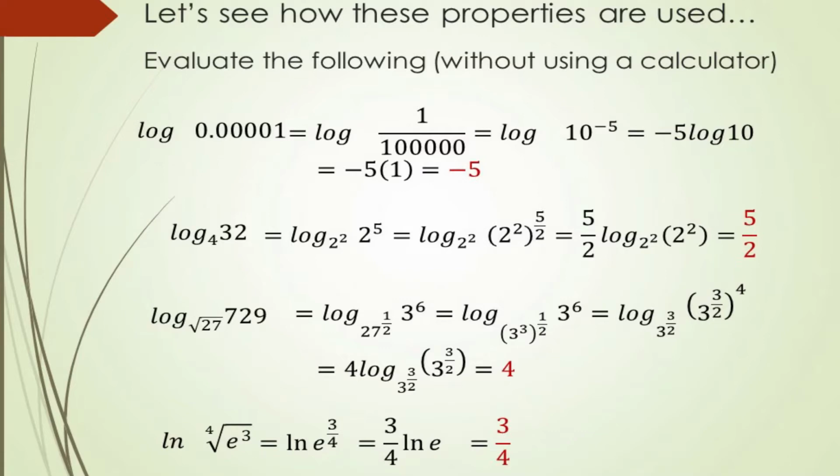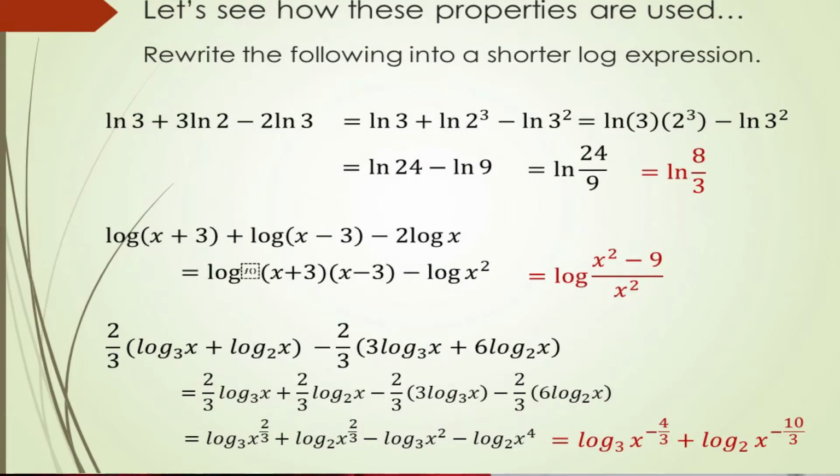So what about this one? Let's see how these properties are used. Write the following as a shorter log expression. So we need to apply properties here. For example, ln of 3 plus 3 ln of 2 minus 2 ln of 3. In here, we can now apply the properties of logarithm. If it's addition, the counterpart of that one is multiplication. And for subtraction, the counterpart of that one will be division.